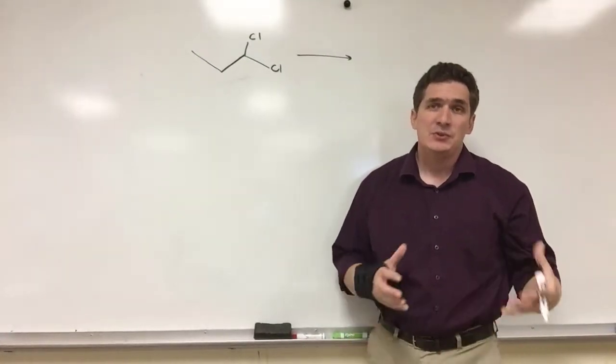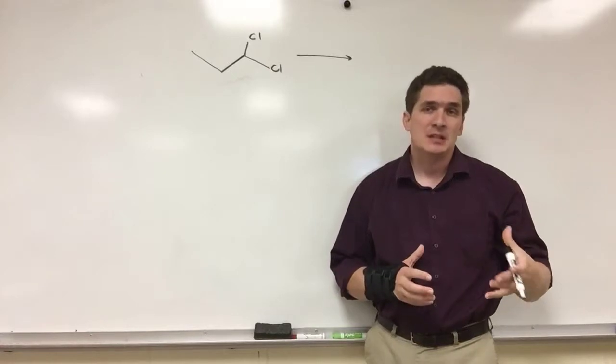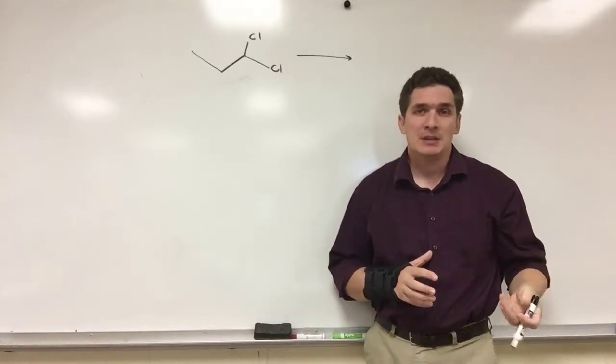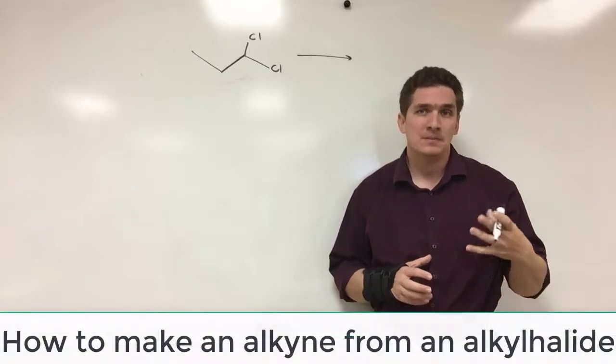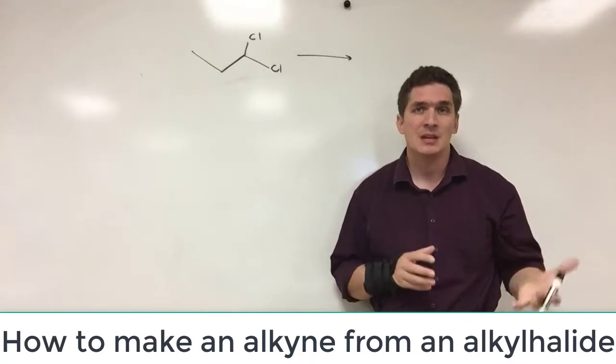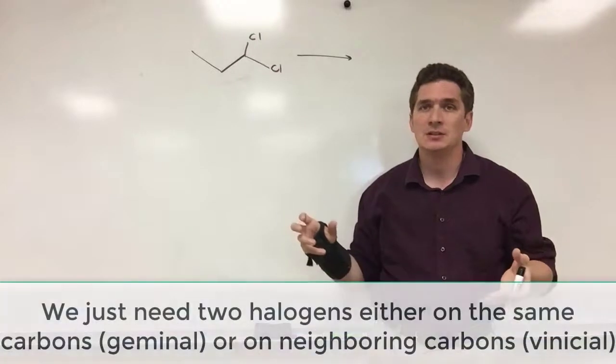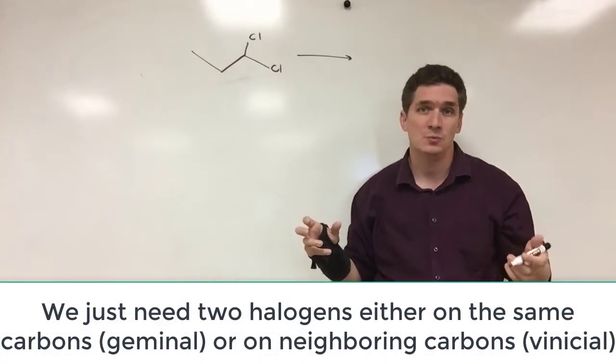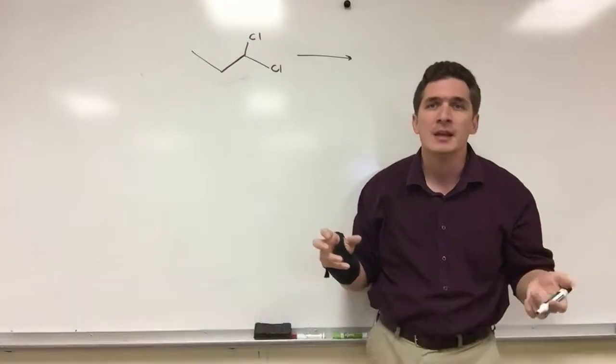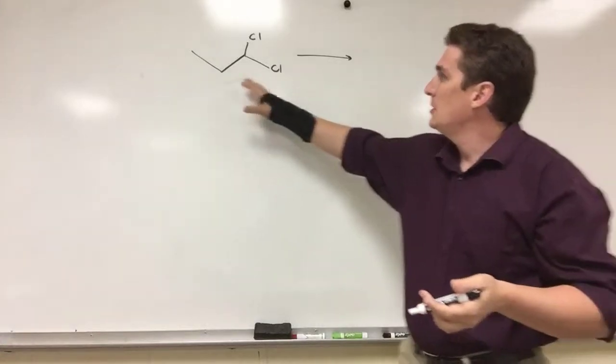So now let's focus on reactions of alkenes, specifically reactions and how we make an alkyne. Now in this case, what we need are two halogen atoms sitting either on the same carbon or next to each other. So in this case, I've drawn two Cl sitting on, basically 1,1-dichloropropane. We could also put the chlorine over here on the other side.